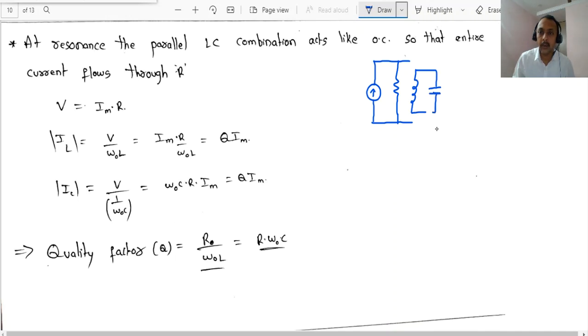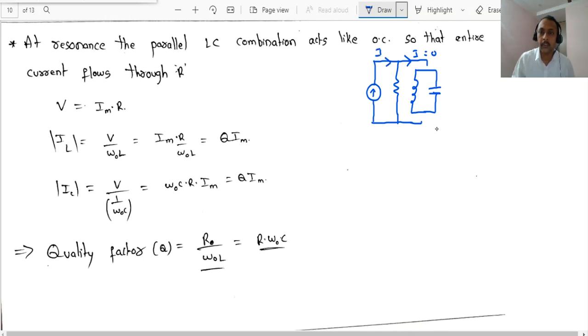This L and C are in parallel only. Now there will be an open circuit. The current will not flow through this path. Current I equal to 0 through this path. Here some current I will be flowing.